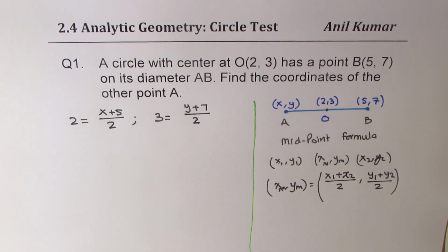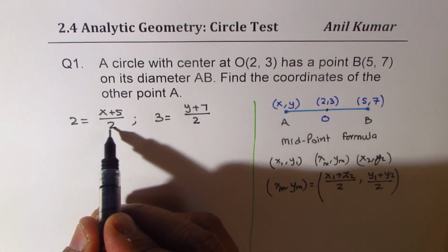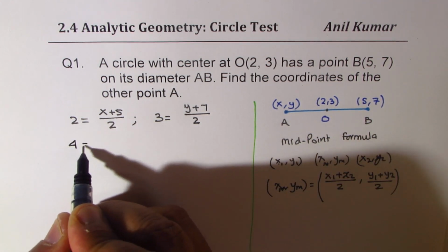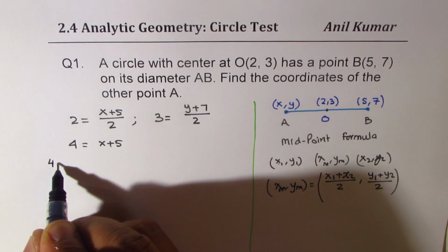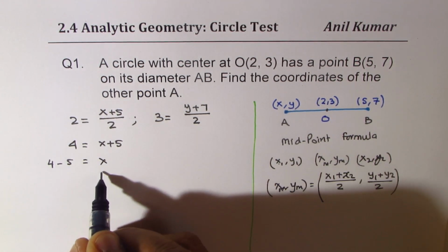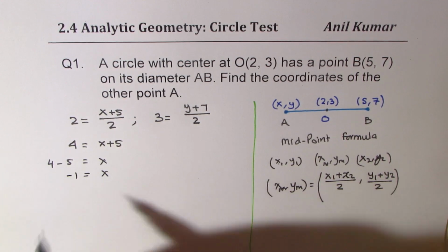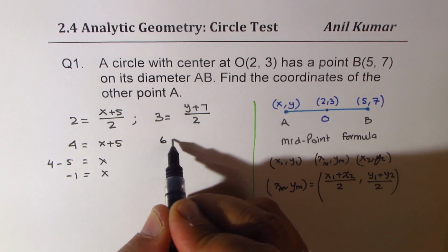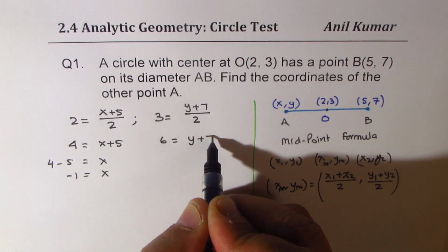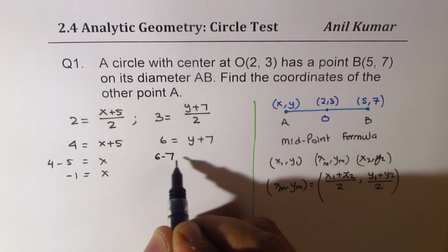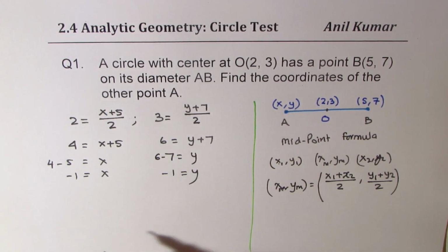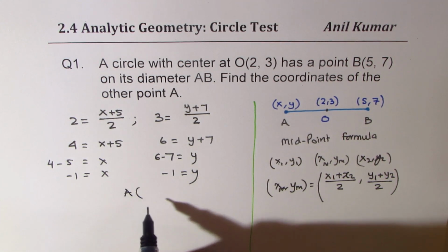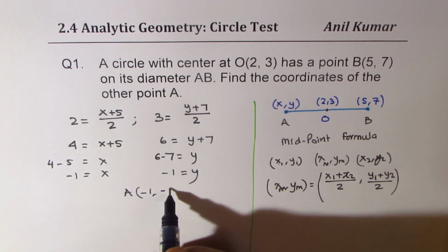So we need to rearrange and get x and y. We can cross multiply. You get 4 equals x + 5, or 4 minus 5 equals x. So that gives you x as minus 1. On this side, 6 equals y + 7, and 6 minus 7 is y, which is also minus 1. So the coordinates for point A will be (-1, -1).